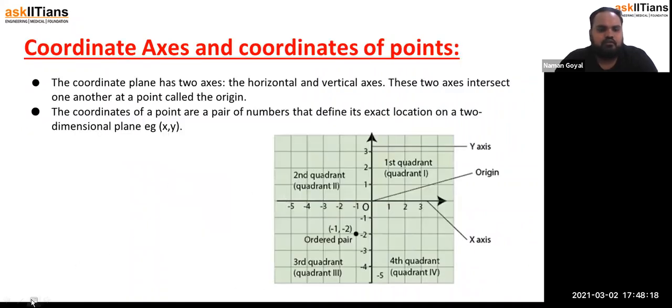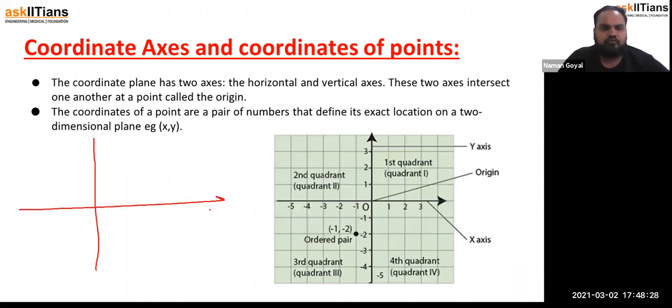Now the concept behind the coordinate axes. See, we have two axes. One is the x-axis, the next one is the y-axis. This point is the intersection of the x-axis and y-axis, and the point of intersection of the x-axis and y-axis is known as what? Origin. So this point is what? Origin. Are you getting my point?